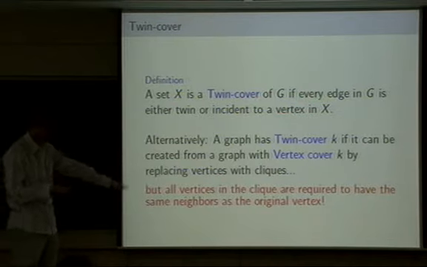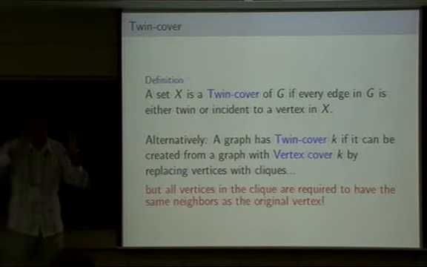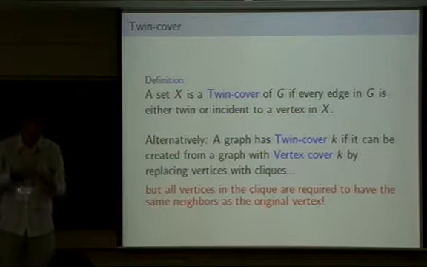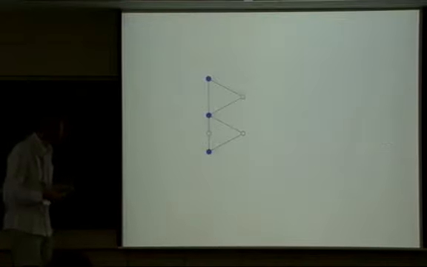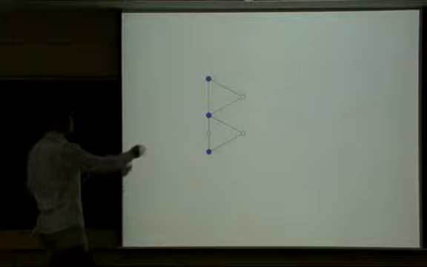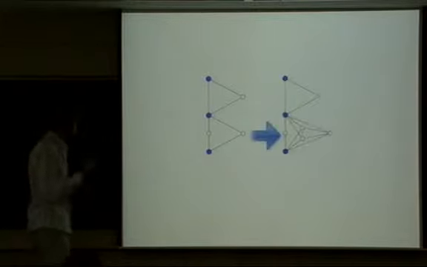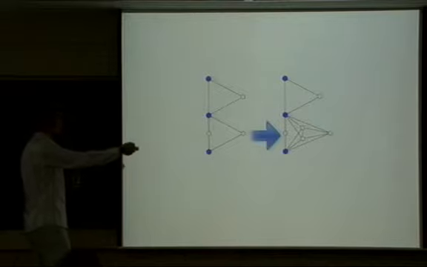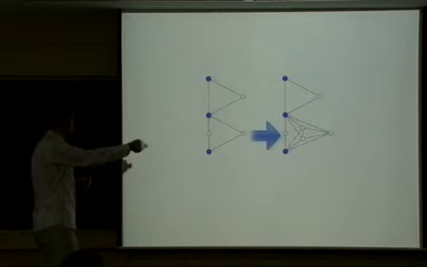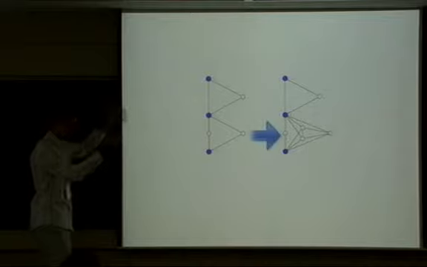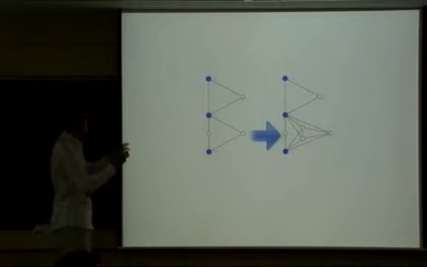But if you just blow the vertices up into cliques, you need to make sure that every vertex in the clique has the same neighborhood. So I'll show again, this is the blowing up. This is a graph with vertex cover 3, and the blue vertices are the vertex cover. You can take any non-cover vertex and blow it up into a clique of any size. Just make sure that they all have the same neighborhood. That's the way you can generate these graphs of bounded twin cover.